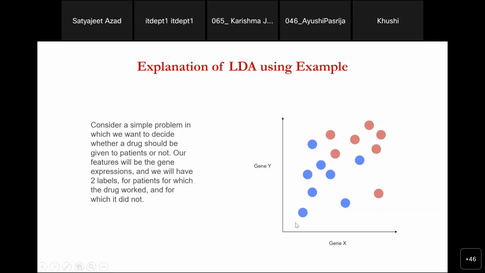Should I create an axis like this? If I create an axis like this and project all the classes onto it, there will be overlapping. Just imagine it. These points will overlap with this blue class. So this is not a good way.